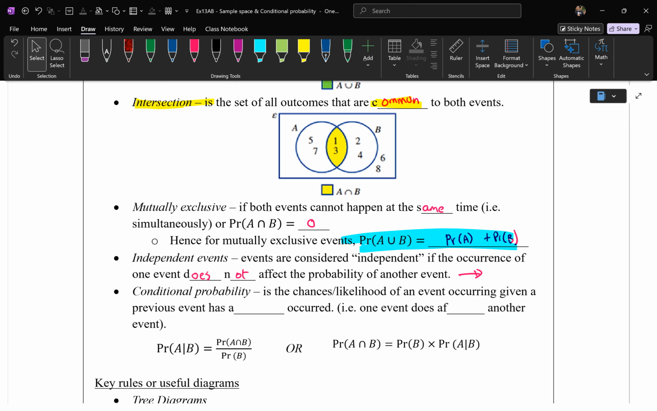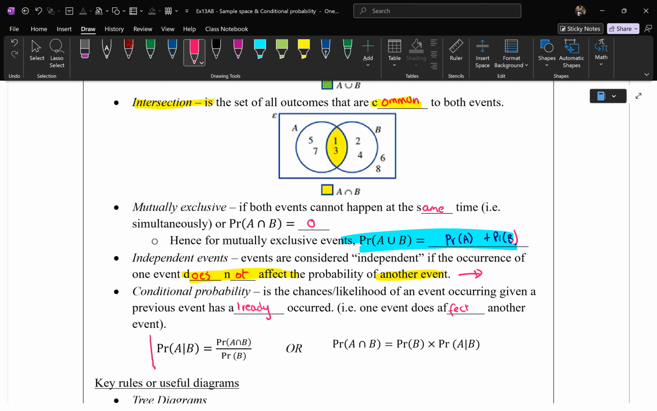Independent events, conditional probability is the chances or likelihood of an event occurring given a previous event has already occurred. Can you see the difference between the definitions? That independent and conditional are actually opposites of each other. One says does not affect the chances of another event, and the other, it does. See, the other does say one event does affect another event.